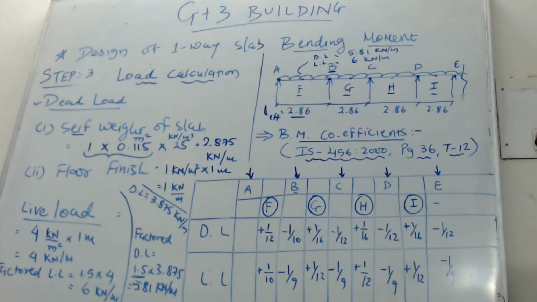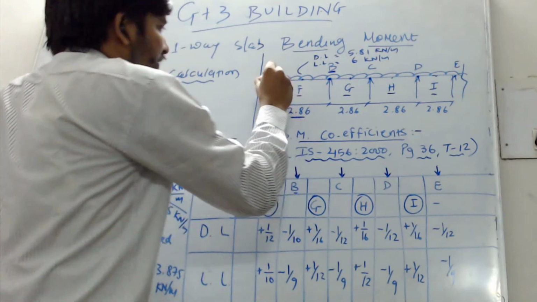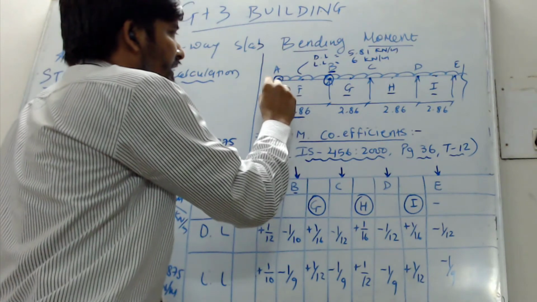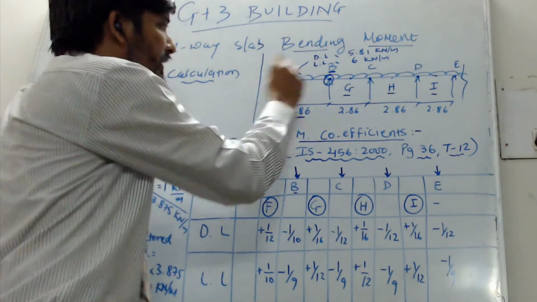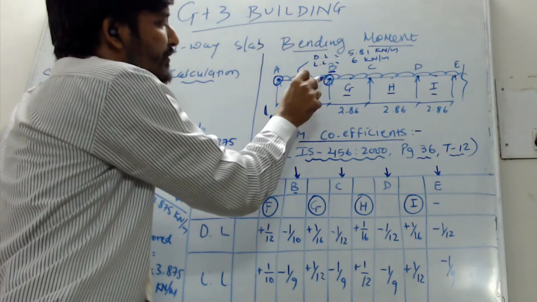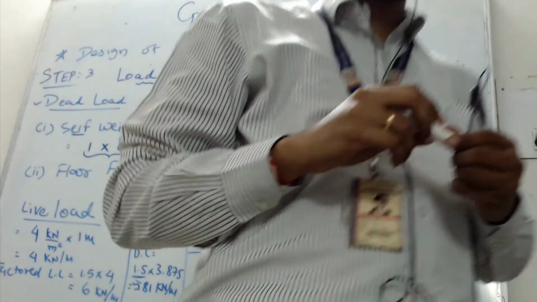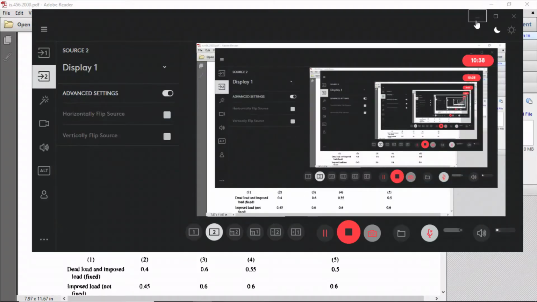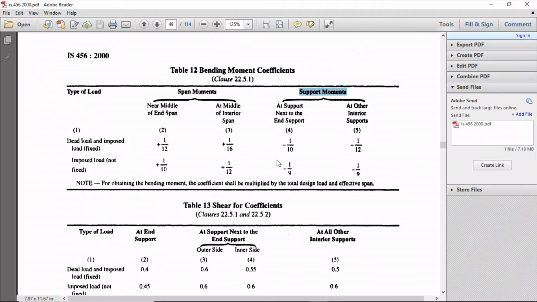Point A is my end support. So what will point B be? Point B is the support next to end support. This is the end support, this is next to end support, so that comes out to be the first column. Going back to the IS code, this is at support next to end support, so we consider this coefficient for point B. As I have written here, this is minus 1 by 10 and minus 1 by 9.